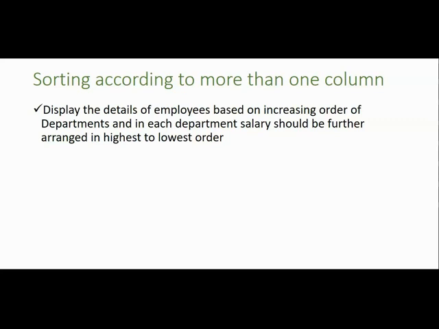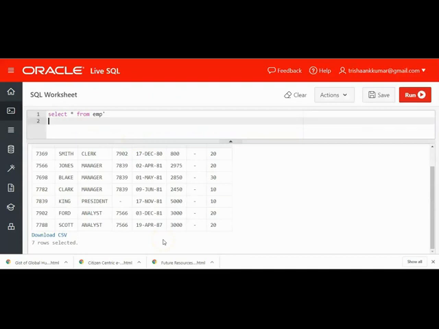For example, I'm arranging the details of the 10th, 20th and 30th departments. In the 10th department, we have 4 employees. All the 4 employees of the 10th department are in turn arranged in increasing or decreasing order of their salaries. Select from EMP order by department number, and also sort internally salary wise.